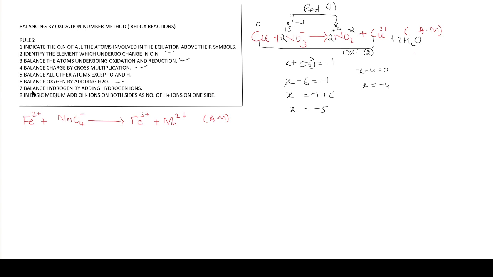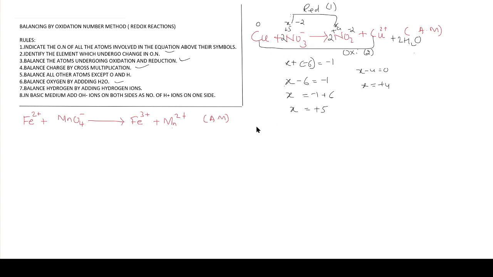Now moving to the seventh step, balance hydrogen by adding hydrogen ions. Let's see hydrogen. 2 into 2, 4 hydrogen are here, but there is no hydrogen here, right? So according to the seventh rule, what we'll have to do is balance hydrogen by adding hydrogen ions. So here we have to add the hydrogen ions for balancing it.